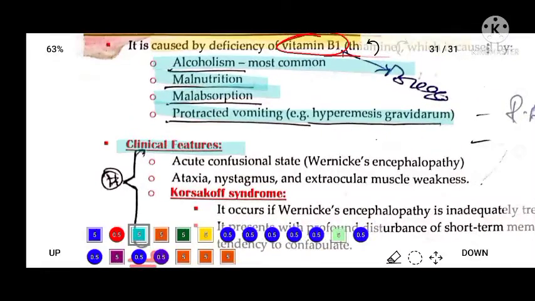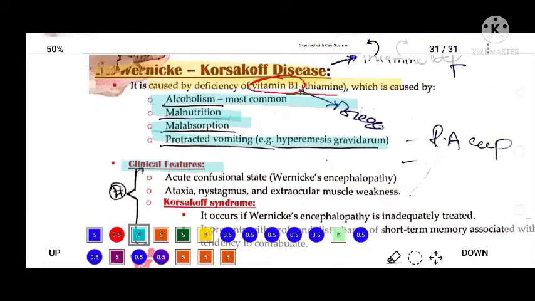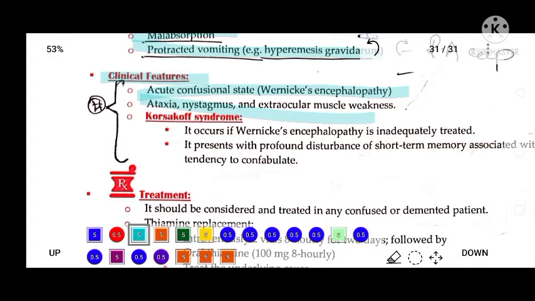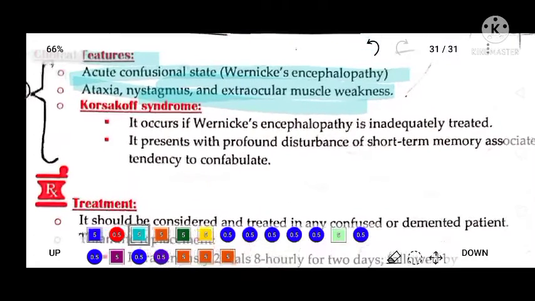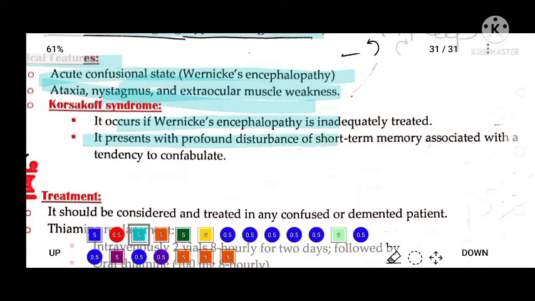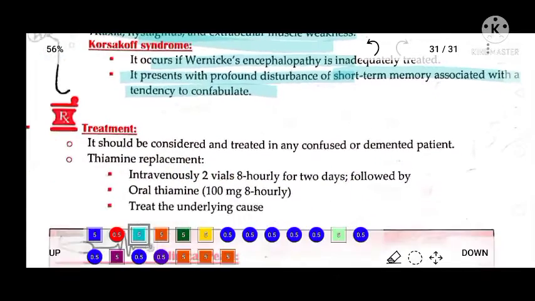So the clinical features of Wernicke-Korsakoff disease are acute confusion, Wernicke's encephalopathy, ataxia, nystagmus, and extraocular muscle weakness. Korsakoff syndrome occurs if Wernicke's encephalopathy is inadequately treated, and it presents with profound disturbance of short-term memory associated with a tendency to confabulation.